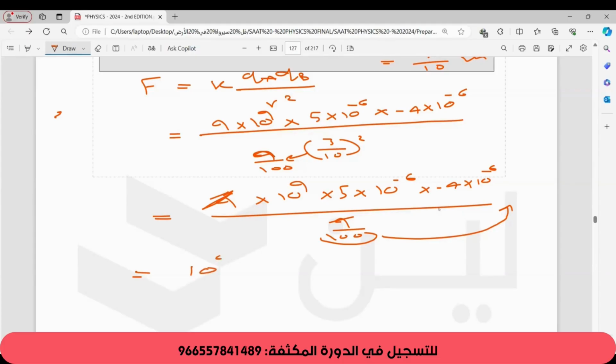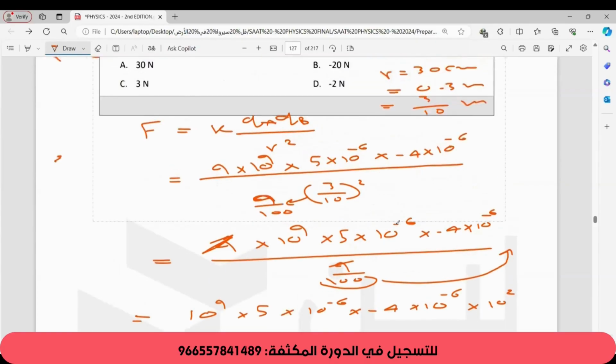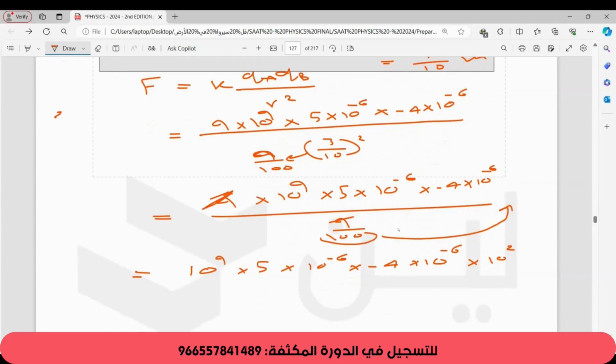It will be 10 to the power 9 times 5 times 10 to the power -6 times -4 times 10 to the power -6 times 10 to the power, because here 100, it will be what? It will be 10 to the power 2. Okay, so just correct this one here. Let's correct it. Well, it will be 10 to the power -6, minus 2n. Where is minus 2n? Have I written anything? Minus 2n.